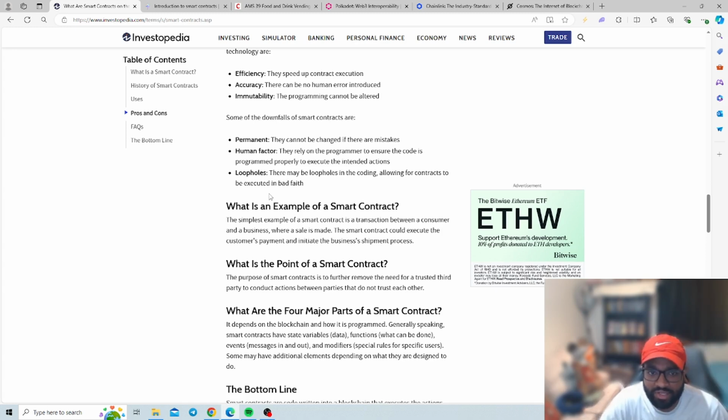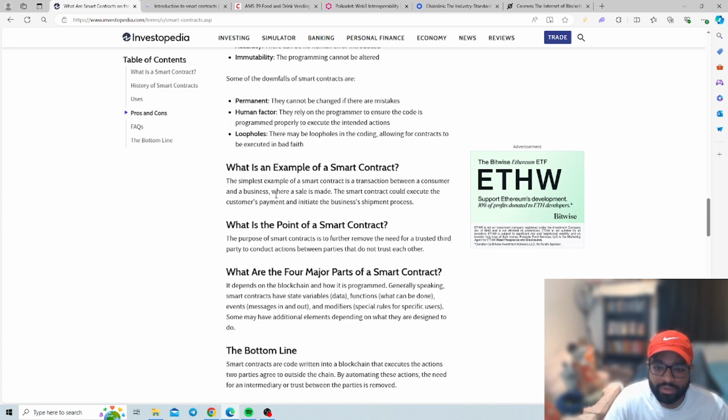Another downfall is allowing for smart contracts to be executed in bad faith. Just to give you a general overview, not every smart contract is good. You have to make sure you have audits and check the white paper, know what you're reading, know what you're looking up. But that's the point of this beginner series: to give you a jump start and help you navigate throughout the ecosystem and not fall for any human errors or loopholes as you go forward in the space. So what is an example of a smart contract?